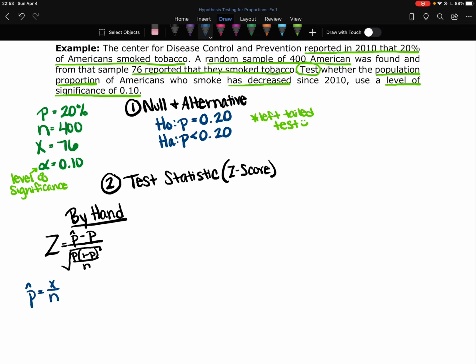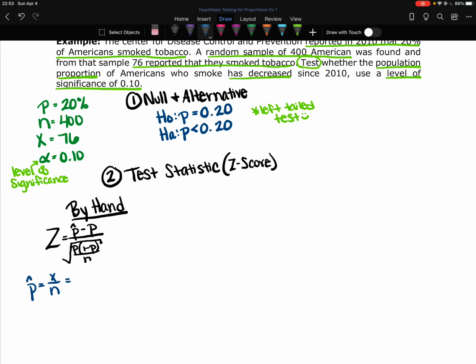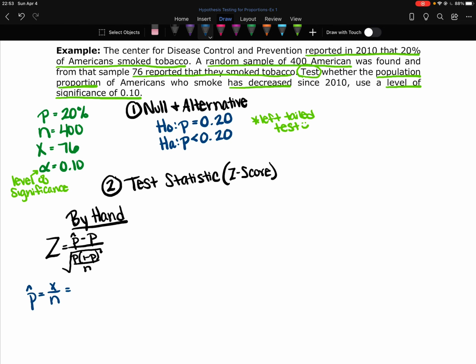Remember, p hat is x over n. So 76 over 400. That's 0.19. So p hat is 0.19.